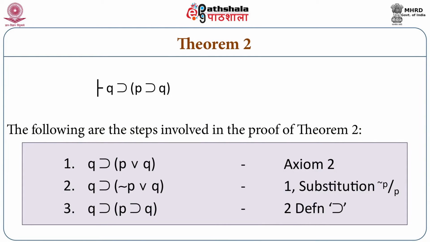Let us try to derive another theorem. We will now name it theorem number 2. Here it says Q implies P implies Q. Now we are using two variables here, and it looks like axiom number 2. So intuitively we will appeal to axiom number 2 and use this axiom to derive this theorem. So we state axiom number 2.